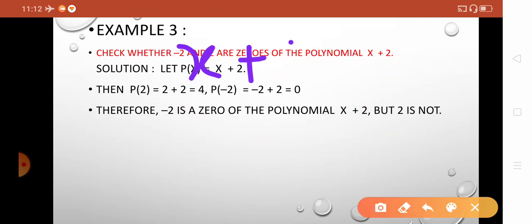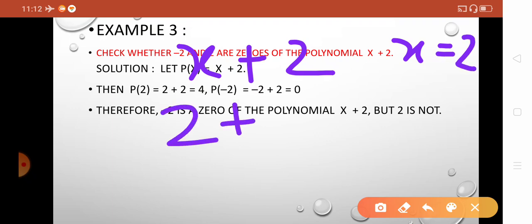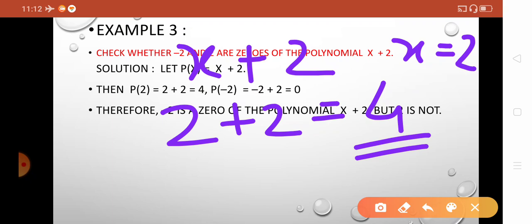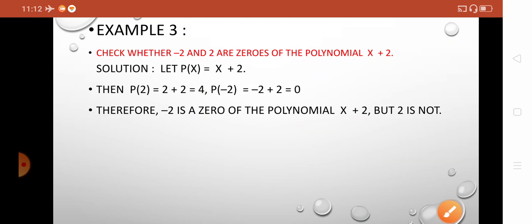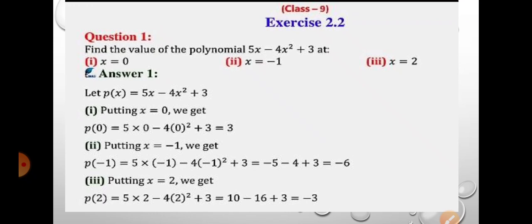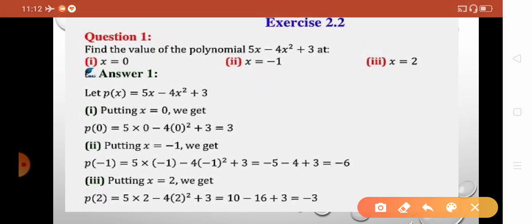Now we have x plus 2. We will put the value x is equal to plus 2. So 2 plus 2, the answer comes out to be 4. That is not equal to 0. That means x is equal to 2 is not the zero of the polynomial. Therefore minus 2 is the zero of the polynomial, but plus 2 is not the zero of the polynomial. Clear?